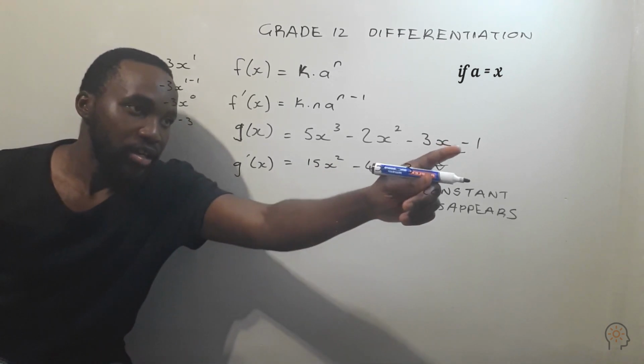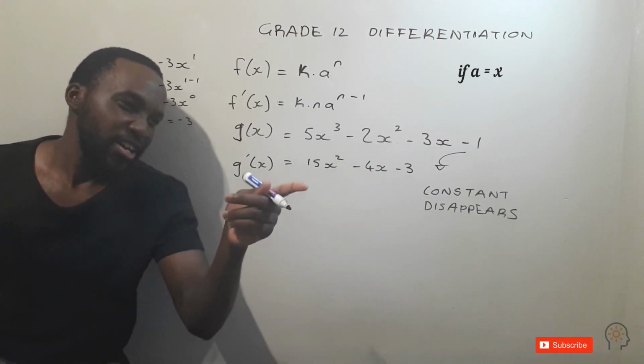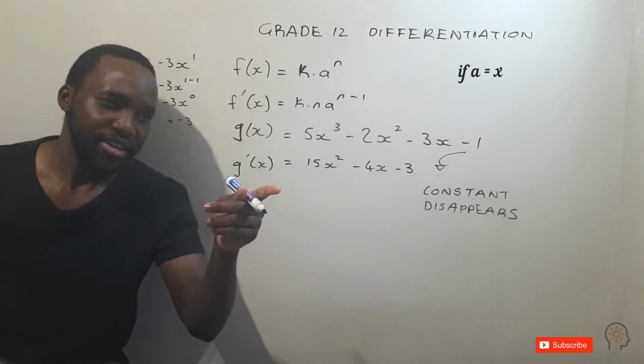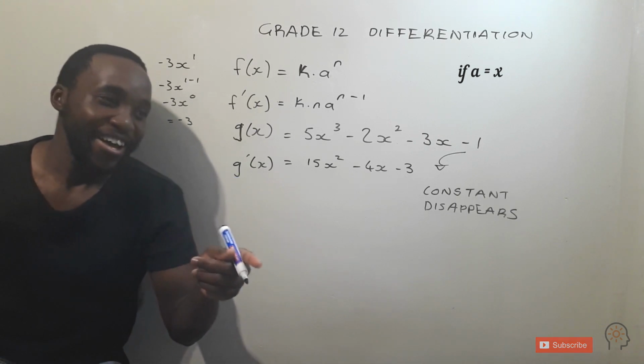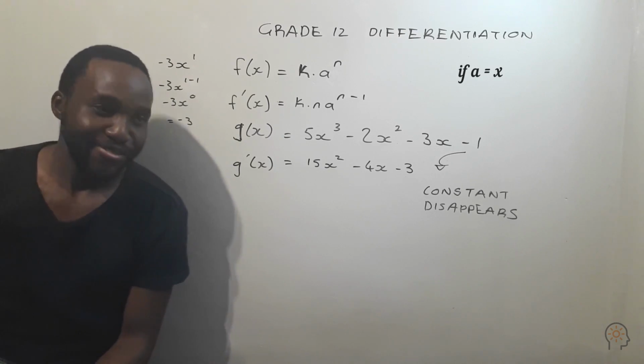And then we said that a constant differentiated just disappears. If I have edited that out, it just means I spelled it wrong. If I left it, then I spelled it right. So let's just see what happens when I edit this video.